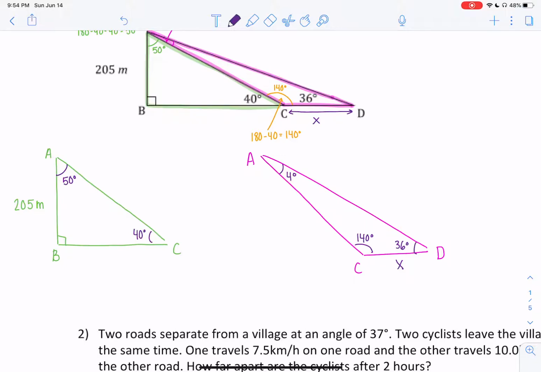Okay, so if I'm looking at my pink triangle, I want to start thinking about which information I have. So I'm trying to figure out x, which is the distance between C and D. Now, it's not a right angle triangle, so I'm thinking about sine law and cosine law. Well, I don't have any full pairs here, and I don't have enough information for cosine law either. But there is a way that I can get enough information.